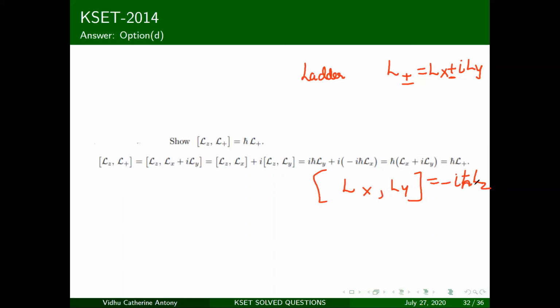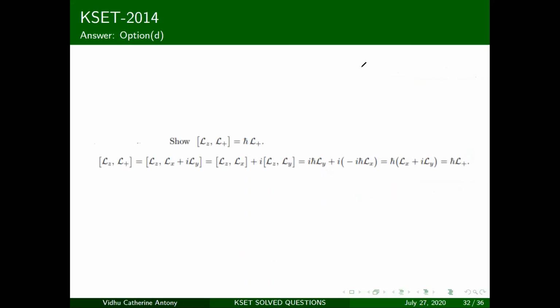Okay, and then you substitute it. It goes cyclic. So if you have a y and z, you get an x. If you have a z and x, you end up getting a y. So you substitute that and you end up getting this. So the only thing that's not going to work out is the option D. Which is not correct is basically option D.